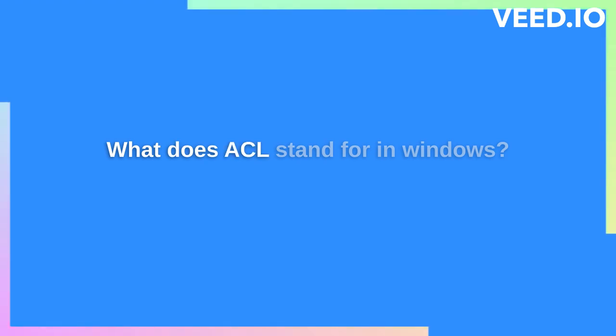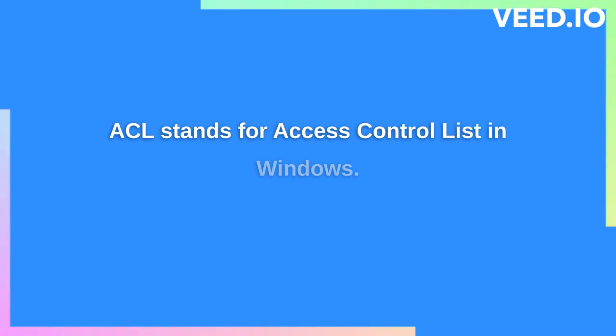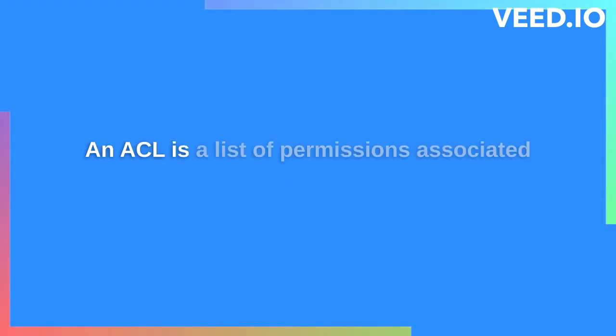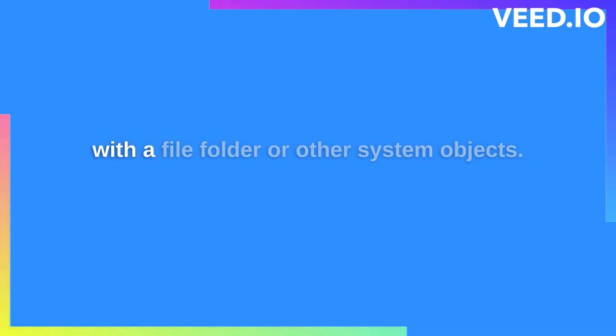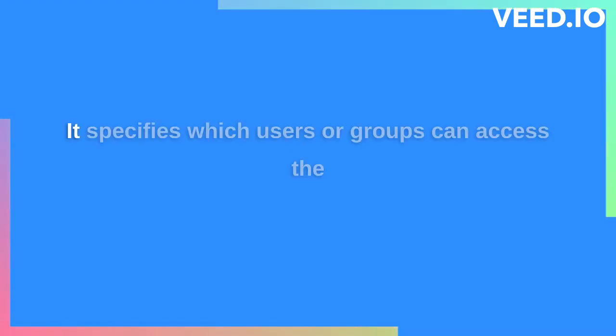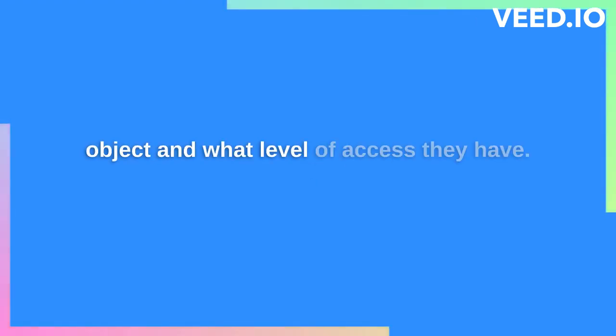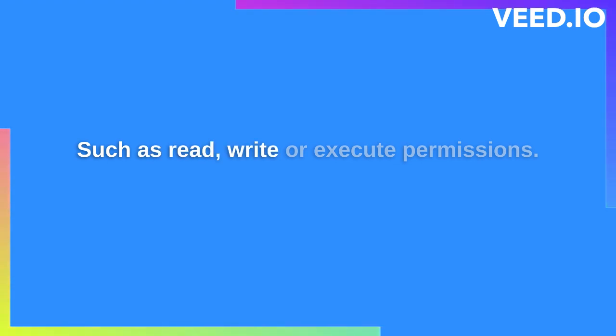What does ACL stand for in Windows? ACL stands for Access Control List. In Windows, an ACL is a list of permissions associated with a file, folder, or other system objects. It specifies which users or groups can access the object and what level of access they have, such as read, write, or execute permissions.